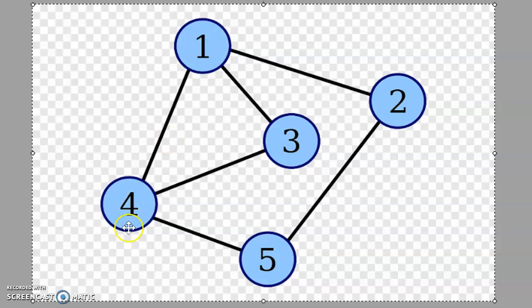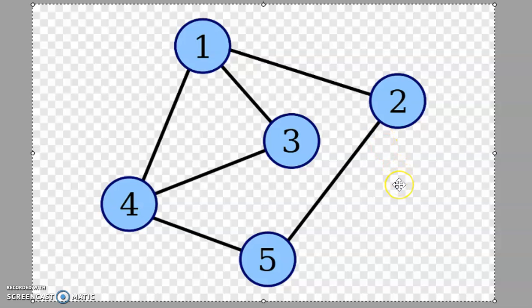I could also count the vertices. I have 5 vertices, but I have 1, 2, 3, 4, 5, 6 edges. If this was a tree, I would have to have 4 edges, not 6. So this is too many edges. And I can disconnect one of these edges and the graph is still connected. So this is not a tree.